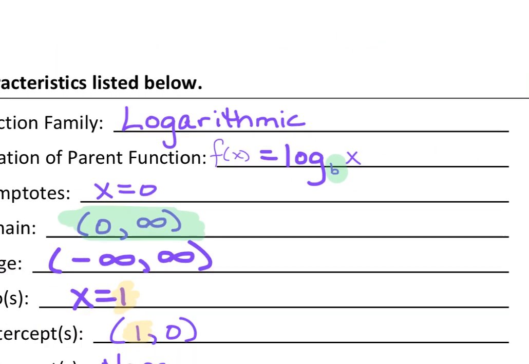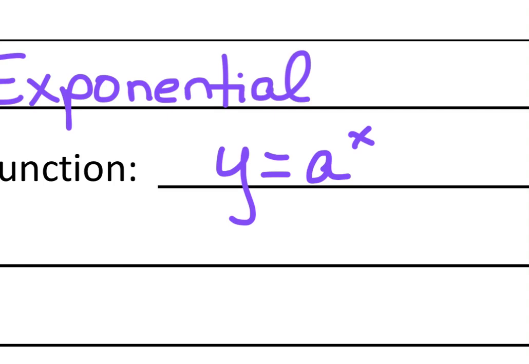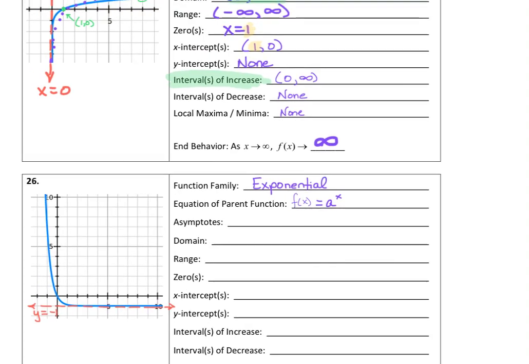equals log base b of x in the first one, and then I'm going to change that to f of x equals a to the x. F of x equals a to the x in that second graph.